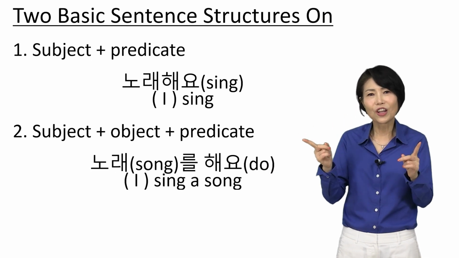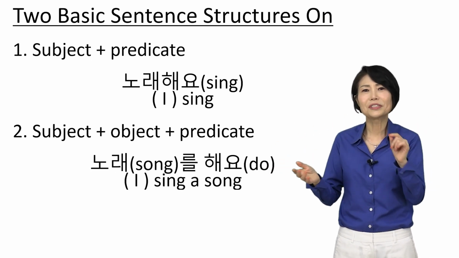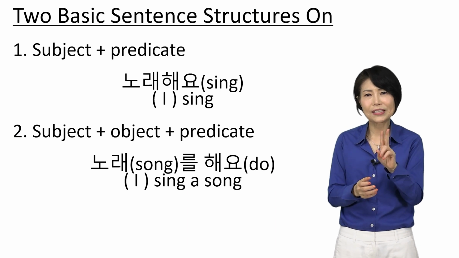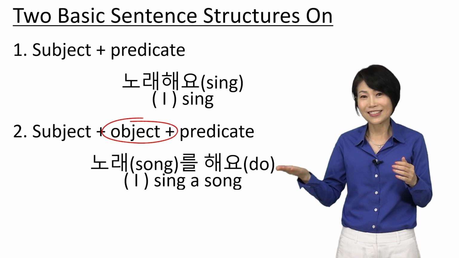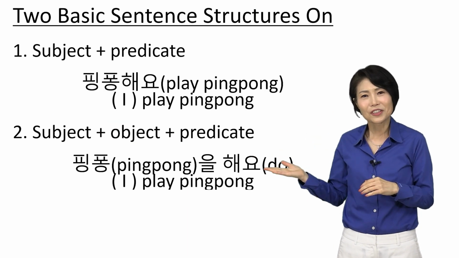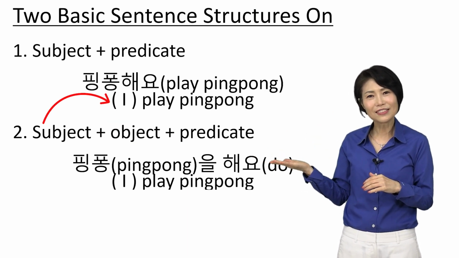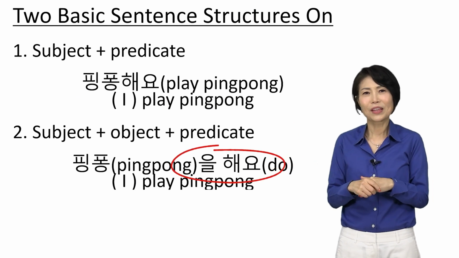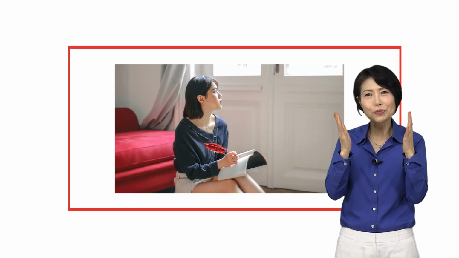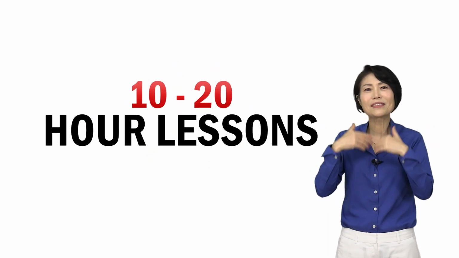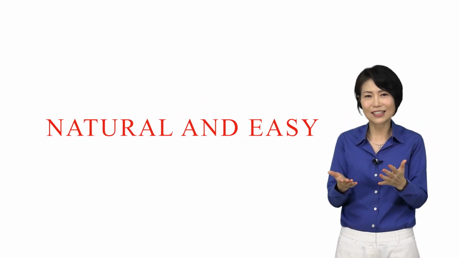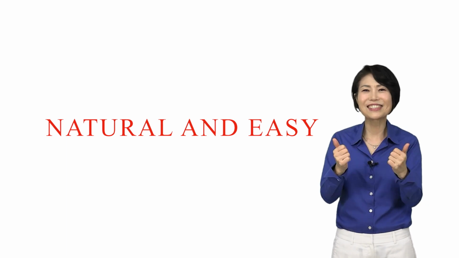But no matter how long a sentence is, all Korean sentences are structured in two ways, either a subject and a predicate or an object in the middle. Isn't it simple? Here, 핑퐁 has a final consonant so 을 follows 핑퐁. If you think you gotta memorize all these rules, they'll seem impossible and overwhelming, but with this powerful repetition method, by 10-20-hour lessons, you speak these naturally and they'll seem easy. Trust me, I guarantee it.